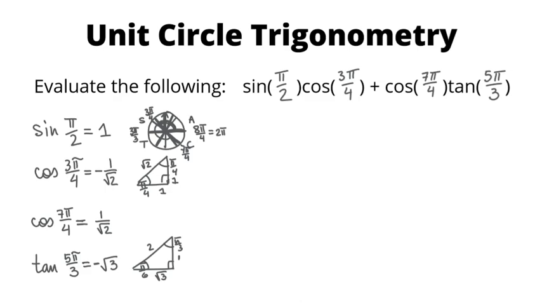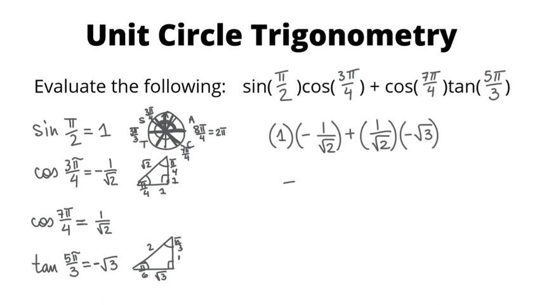Now that we have all four values, we're now substituting each one of the ratios with their value. So sine of pi over 2 will be 1. Cosine of 3 pi over 4 is equal to negative 1 over square root of 2, plus cosine of 7 pi over 4 is 1 over positive square root of 2, and tangent of 5 pi over 3 is negative square root of 3. Let's multiply and then add.